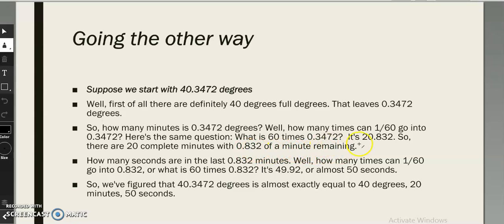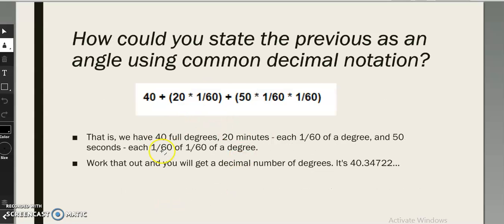So that's our decimal part that's remaining. We're going to take that, and to find how many seconds we get, we're going to multiply that by 60, and we get 49.92, which is almost 50. We rounded up to 50 because we only deal in minutes and seconds. So we figured out that 40.3472 degrees is almost exactly equal to 40 degrees, 20 minutes, and 50 seconds. And notice that this is different from the one before, because the one before had an ellipsis at the end, and so that means it keeps going.